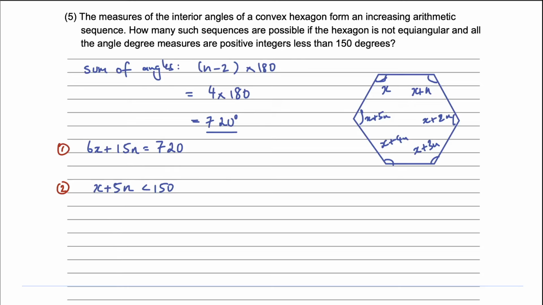So let's look at equation 1. If we divide through by 3, we would get 2x + 5n = 720 divided by 3. That's 240, because 72 divided by 3 is 24. Then we could say that 5n = 240 - 2x.